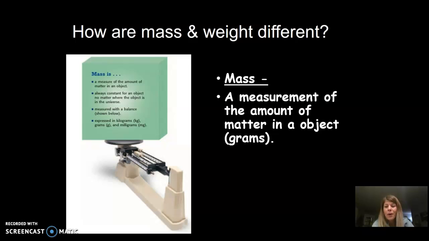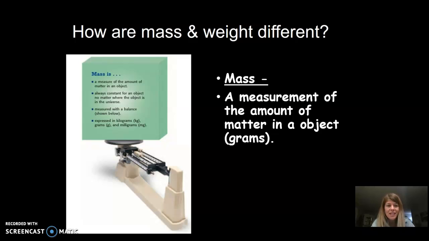So this is the big question for today. How are mass and weight different? When we stand on the scale at home, we say, I weigh 100 pounds, right? But how do we measure what we weigh in mass? Well, we'll learn that a little bit later today.